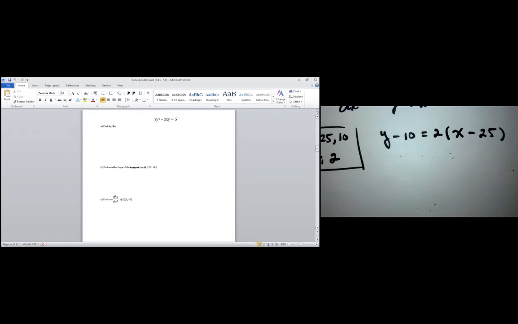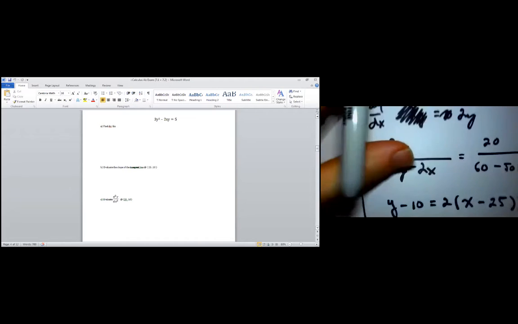Could you show A again? I just think the screen is kind of small.